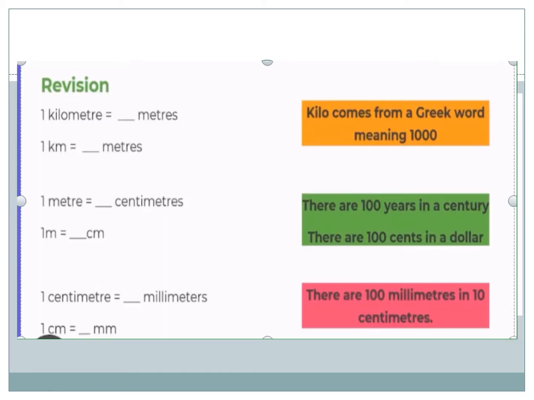So what I'd like you to do is just note down, what can you remember? How many kilometres are in a metre? How many centimetres are in a metre? And how many millimetres are in a centimetre? I'll give you about 10 seconds just to see what you can remember from before. There are some prompts on the right hand side to help you.